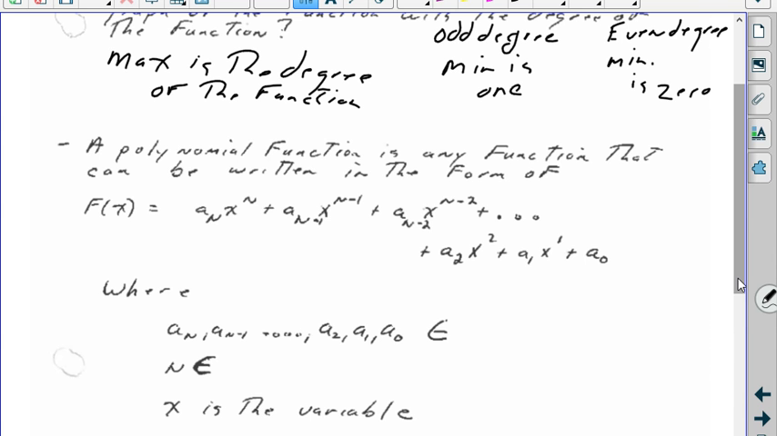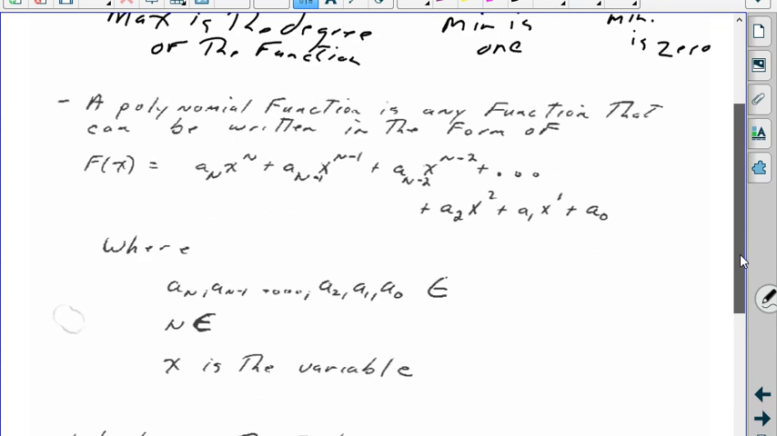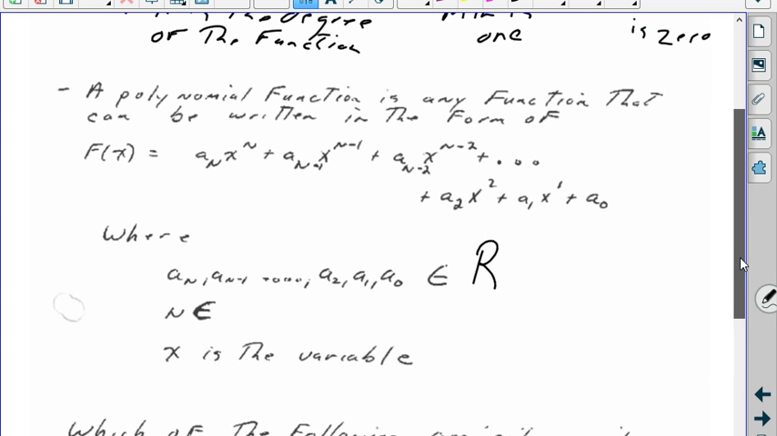Okay, so a polynomial function is anything that can be written in this form here. So some number times x to the power of some number, plus a second number times x to the power of 1 less than that number, plus a third number times x to the power of 2 less than the original number, and so forth. There are restrictions for those numbers a and n. A must be a real number.